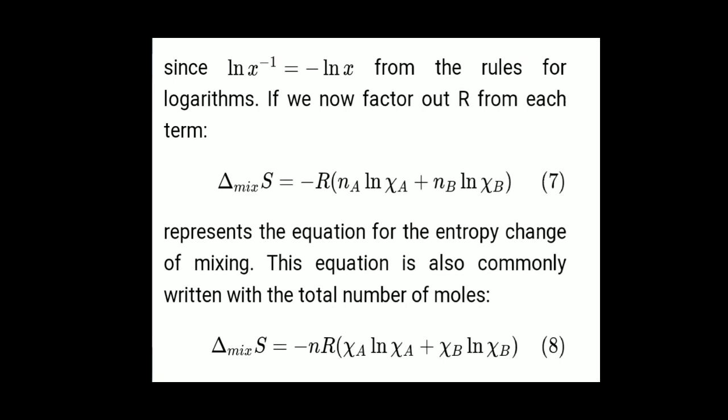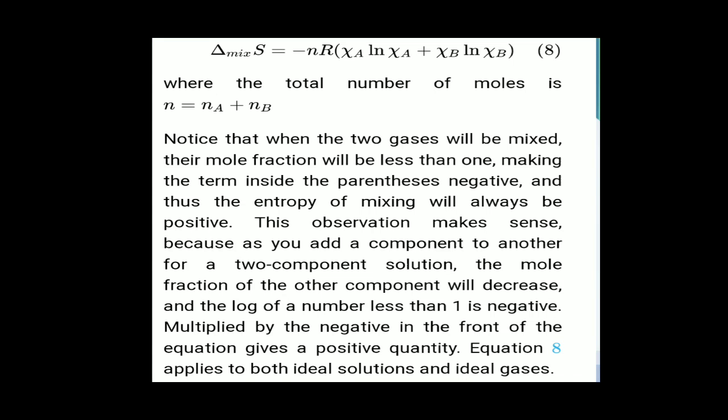This equation is also commonly written with the total number of moles. Delta S mixture is equal to minus NR, Xa log Xa plus Xb log Xb, where the total number of moles N is equal to Na plus Nb. Na and Nb are the moles of A and B, and N is the total sum of these two.